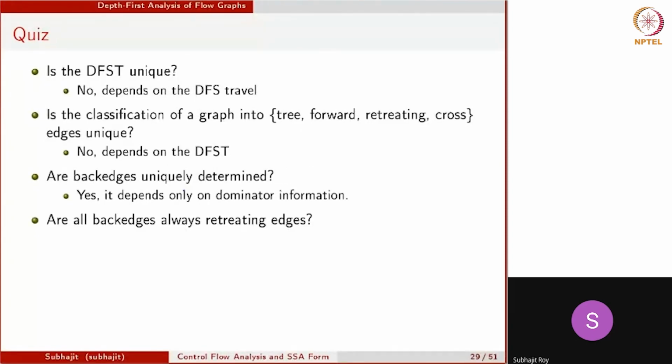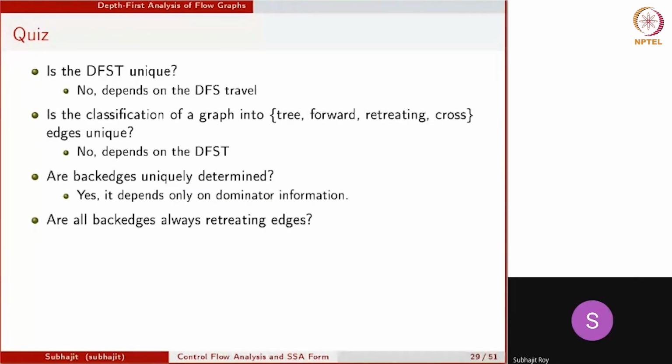And that is where we are coming to the very interesting part of it. No, because retreating edges can vary. What can vary? It's not necessary. The retreating edges can vary, but back edges are uniquely determined. Yeah, they're uniquely determined. That is fine. And retreating edges can change depending on the traversal.